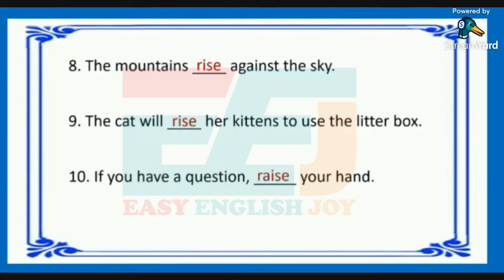Alright? So there you go, guys. That's the end of this lesson on the commonly confused verbs in English. Tell me in the comments below how many answers you got.